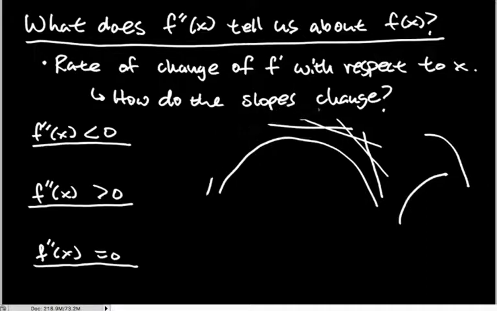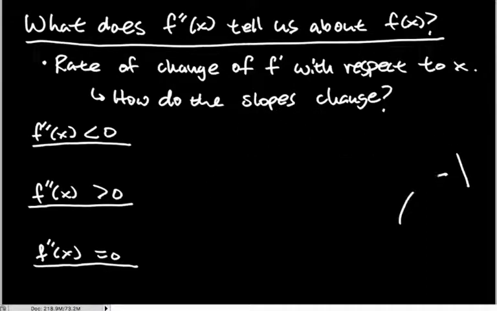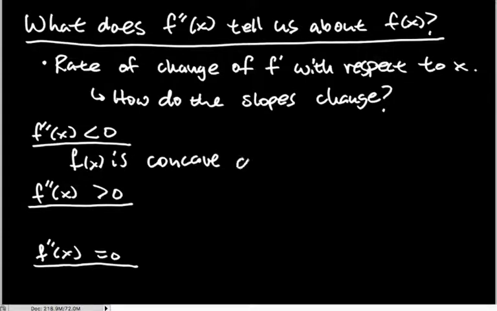What we actually call this is concave down. So f of x is concave down. And then this opposite behavior, obviously, is going to be concave up.